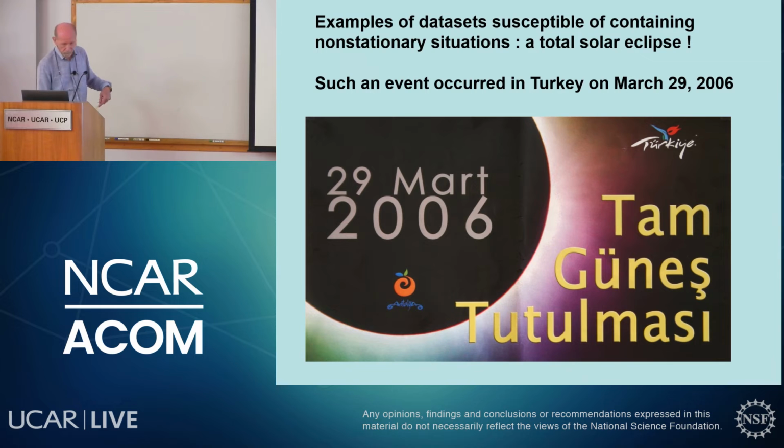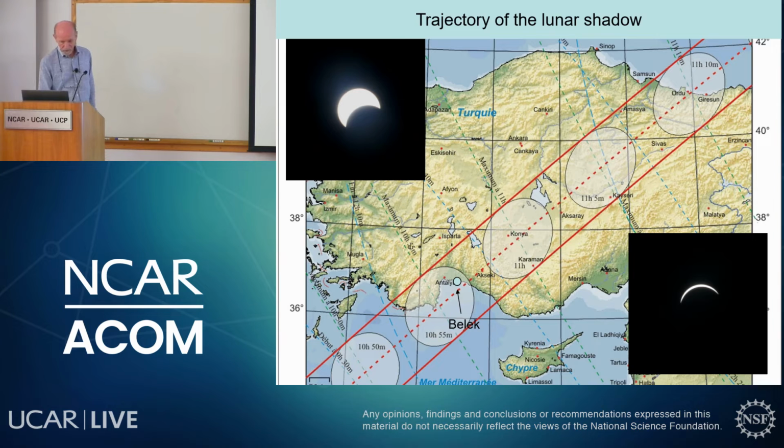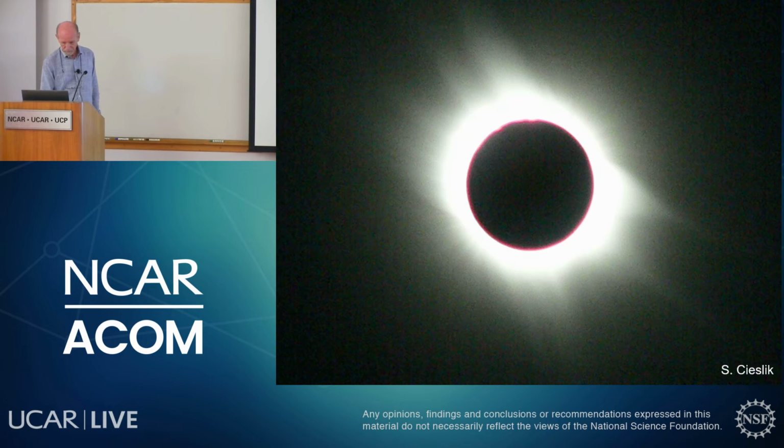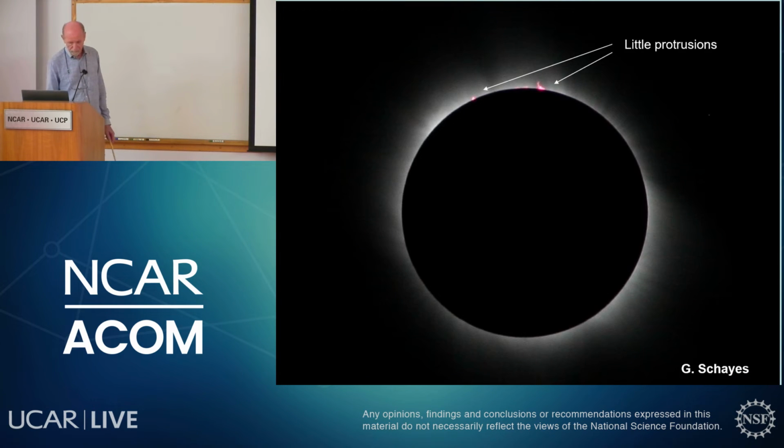So now we use this criteria to study two solar eclipses. One took place in Turkey. I wrote it in Turkish, Tam Güneş Tutulması, which means total eclipse. This is the trajectory of the eclipse. This is a nice photograph of the corona of the sun. This is another photograph with the protrusions.